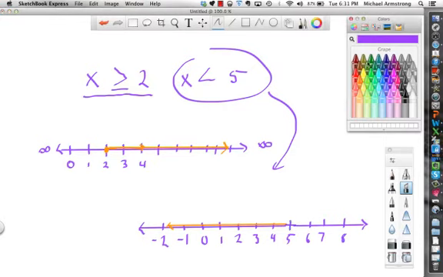So it's not equal to 5 anymore, it's just less than 5. So we're going to do a hollow circle here, instead of a solid circle. The solid circle means it's also equal to, with this little line under here. The solid circle means it's equal to. The hollow circle means it's just less than or just greater than. Ta-da! I think that'll do it for you.